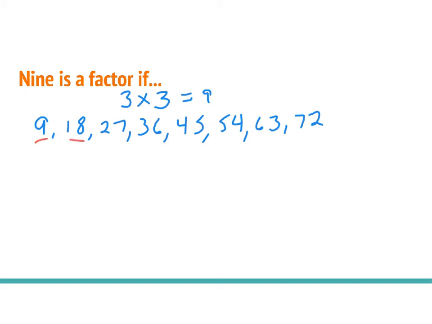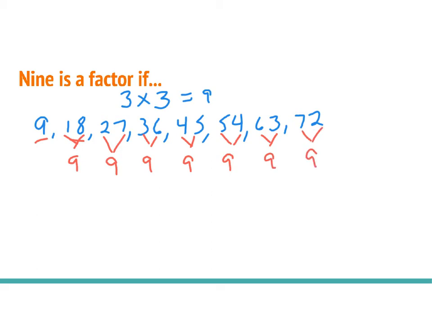So this is 9, 18. If I add the 2 and the 7, I get 9. Oh, and the 18, the 1 and the 8, it gets 9. If I add the 3 and the 6, I get 9. If I add the 4 and the 5, I get 9. If I add the 5 and the 4, I get 9. If I add the 6 and the 3, I get 9. If I add the 7 and the 2, I get 9.